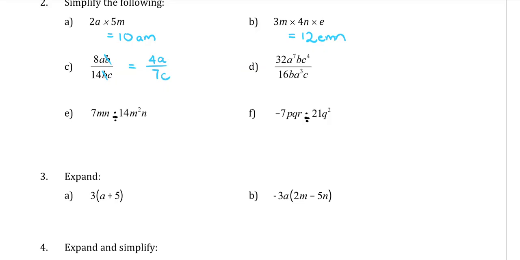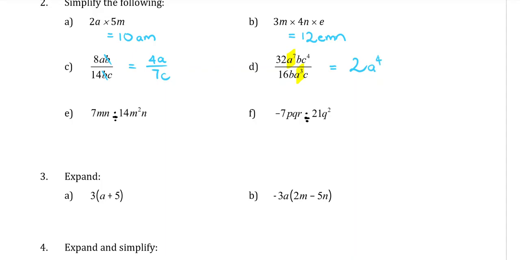Question D is very similar, so let's look at the numbers at the front first. 32 divided by 16 does go nicely, it goes exactly twice. Then we're going to look at each letter that has the same base. So first of all, a to the power of 7 and a to the power of 3. Now when you're dividing, we're either cancelling the letters off, or the other way to think of it is that you subtract the powers. So 7 take away 3 would be 4. It would be a to the power of 4.